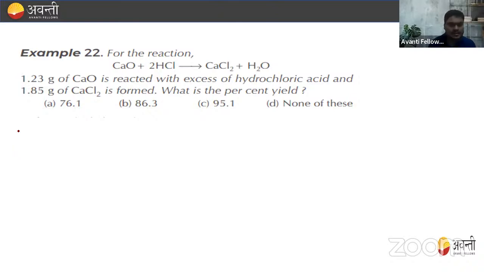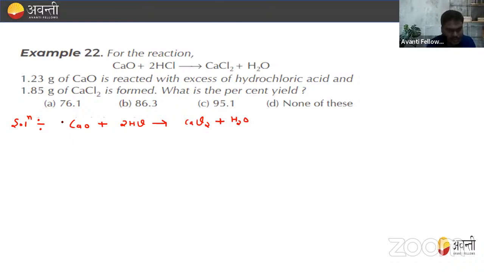So let me write the equation first. So in this, calcium oxide reacts with 2 moles of HCl to form CaCl2 plus H2O. They form CaCl2 plus H2O.